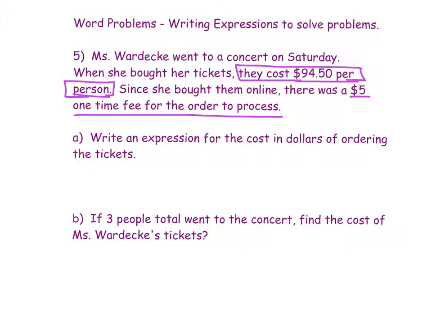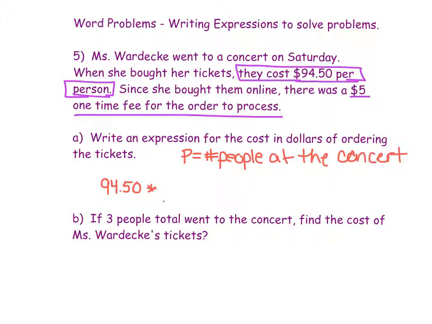So what that's telling me is I need a variable to represent the number of people because I don't actually know how many people went to this concert. So I'm going to pick a value of P. I'm going to say P equals the number of people at the concert. And I know that there were $94.50 spent times the number of people that needed a ticket. So that was the first part of calculating that cost, $94.50 times the number of people that went to the concert. That's the ticket cost.